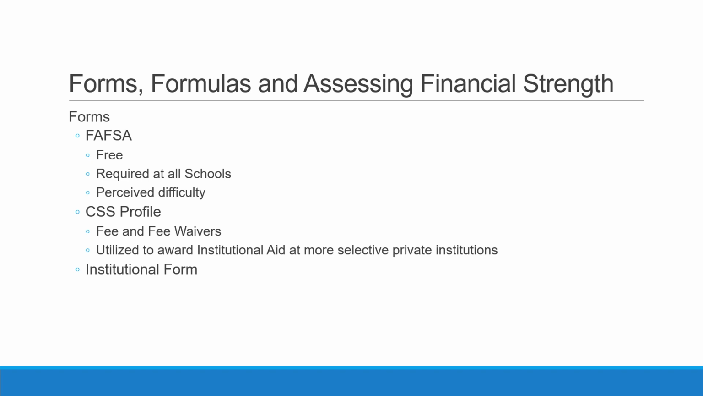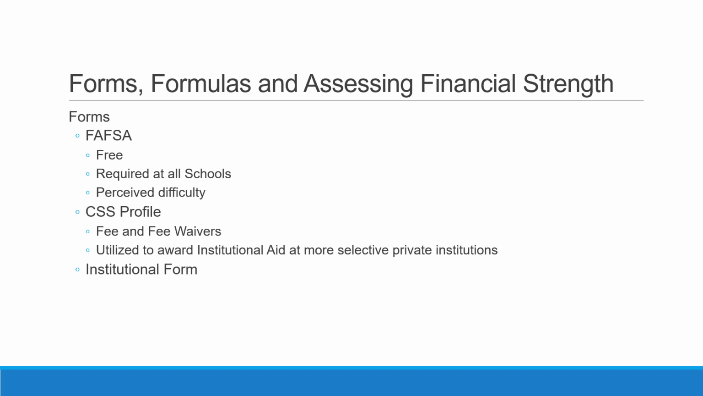The Profile takes a much deeper dive into your family's resources. Both the custodial and the non-custodial parent may be required to provide financial information. There is a cost to file the Profile. At last check, the first application is $25 and every additional school is $16. Fee waivers are available for low-income students.